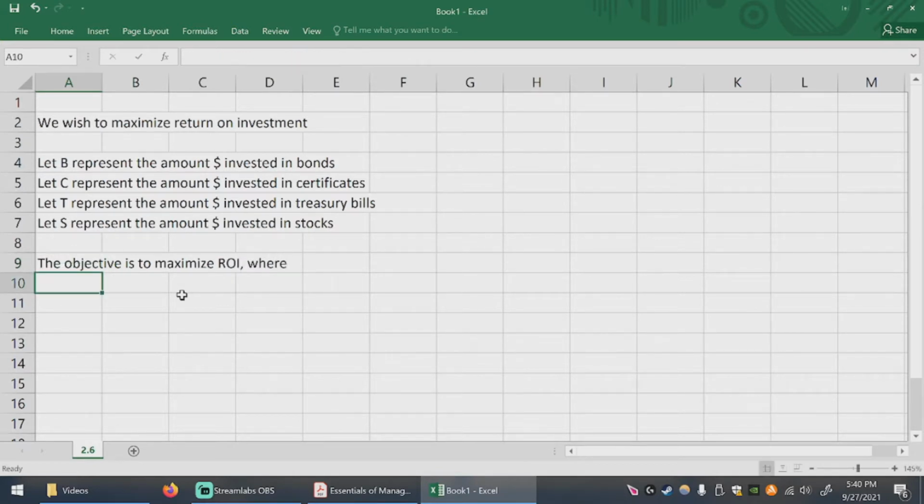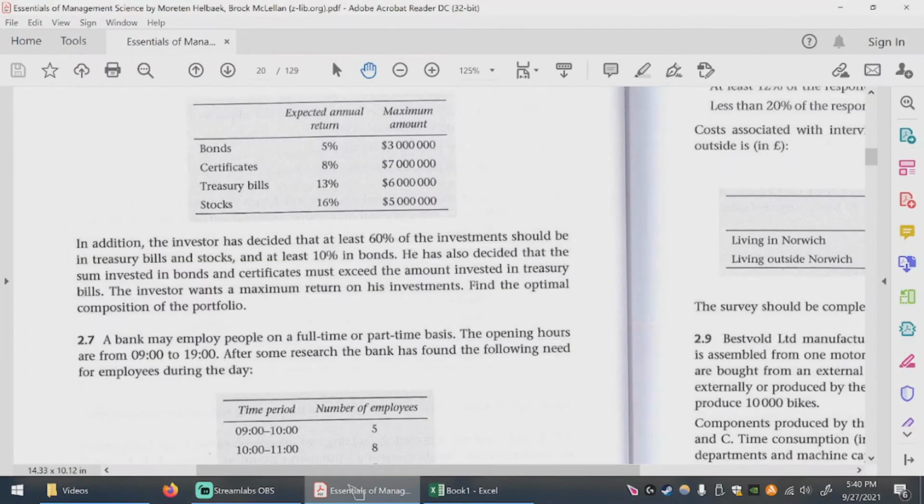Where ROI is going to be calculated in a certain way. So have some words, it's okay, but technically row 10 here is the objective function. I do need to say, do I maximize, do I minimize this objective function? How do I now calculate my return on investment?